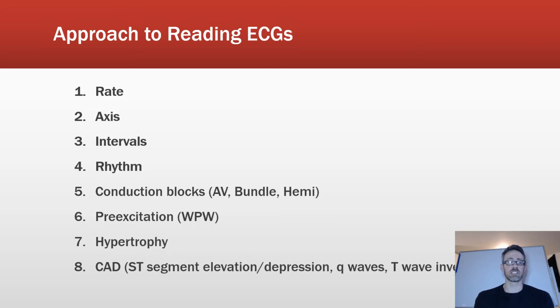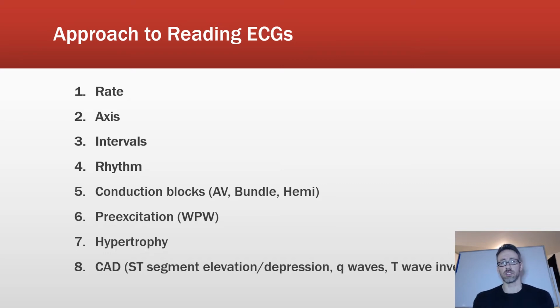You could see axis deviation in bundle blocks. It could also be because the heart is physically moved or in a different position. You might see that in infants, for example. So there may be many reasons for an axis deviation. Same with left axis deviation. You could also have an enlarged or hypertrophied left ventricle, so it might be associated with that, and so on.